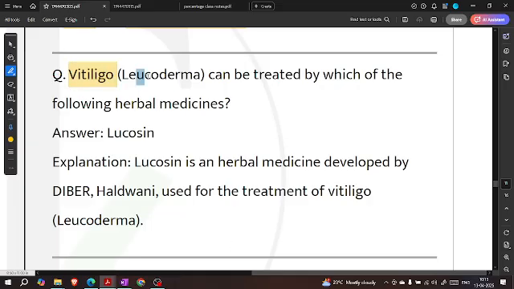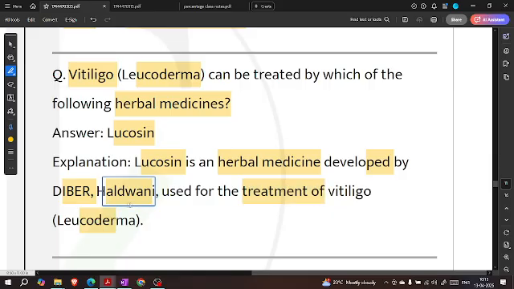Vitiligo leukoderma can be treated by which of the following herbal medicines? Leukosin. Leukosin is an herbal medicine developed by Dabur Haldwani used for the treatment of vitiligo leukoderma.